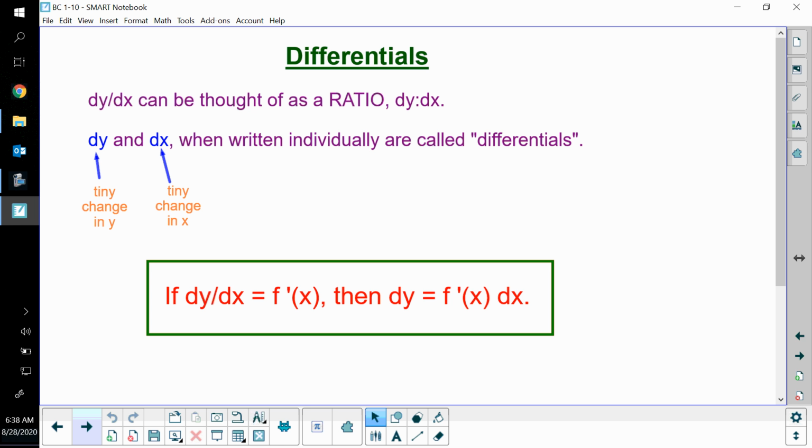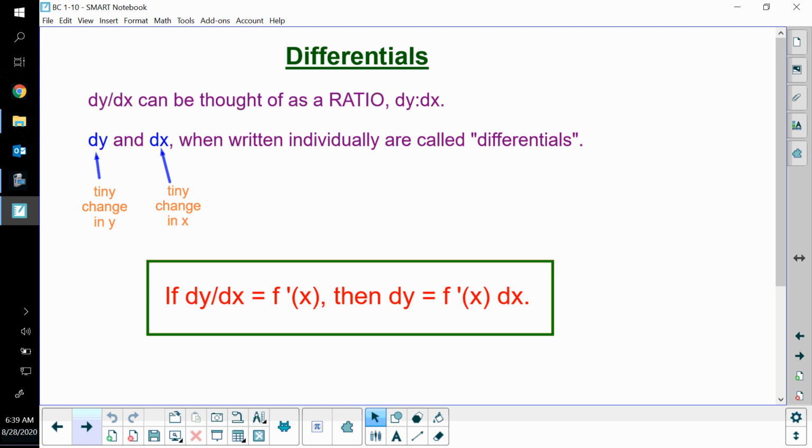All right, so today's topic starts out with differentials. So our notation for a derivative is dy over dx. You can think of that as a ratio, as something over something. When you write the dy or the dx individually, those are referred to as differentials. The dy is representing some really small change in y and some really small change in x. And dy over dx you can think of as, when we make a small change in x, what is the resulting approximate small change in y?